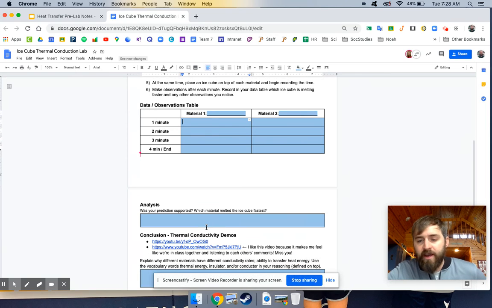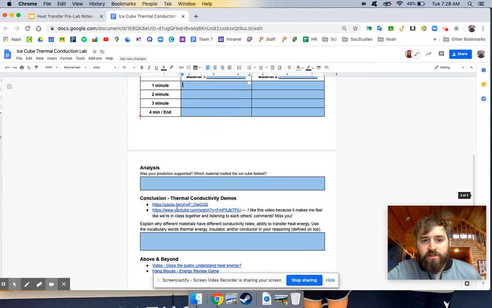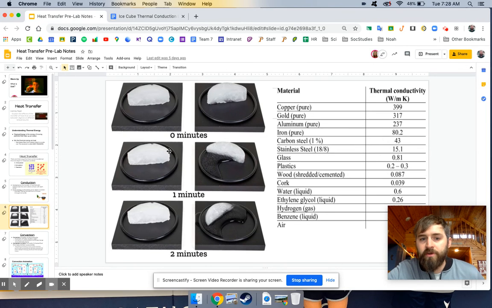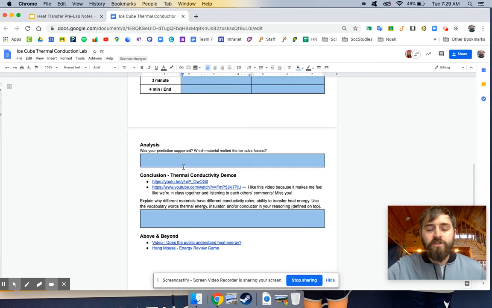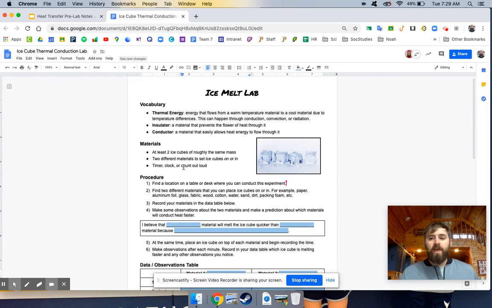And then there's just a little analysis, which one did it show? And then there's a couple videos, including a video of this little demonstration that we would have showed you today and how this works. It's actually pretty shocking to see how quickly those go. So I won't ruin that one for you guys, but go ahead and watch that video and then just explain why you think that might be. And then finally, there's above and beyond if you have more time and want to learn more about thermal energy.